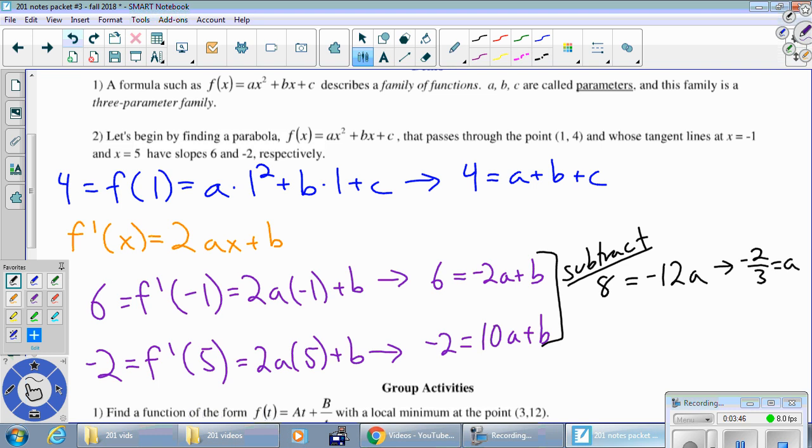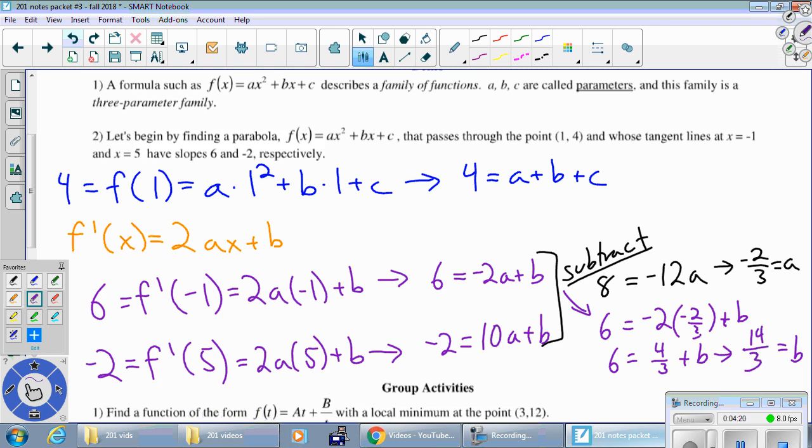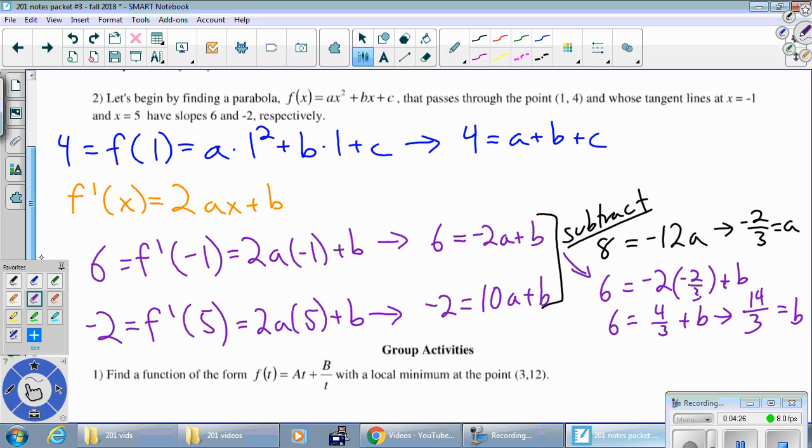And now that we know a, we can plug into either of the purple equations to find b. I'll plug into the top equation, but it really doesn't matter. So this equation becomes 6 equals -2 times the a that we just came up with, plus the b that we're about to find. So this is really 6 is equal to 4/3 plus b. And 6 really becomes 18/3 minus 4/3 is 14/3. So b is 14/3. And now that we know a and b, we can use the blue equation to determine c.